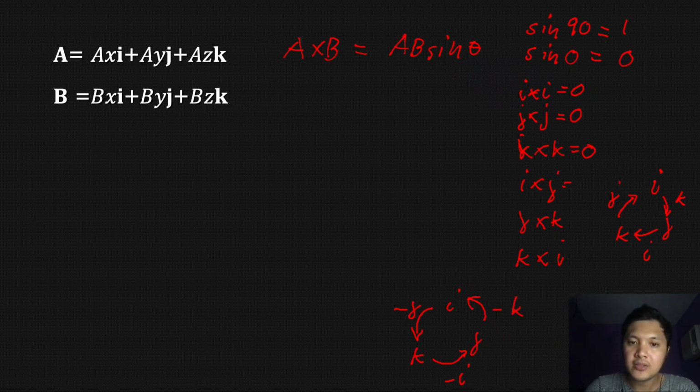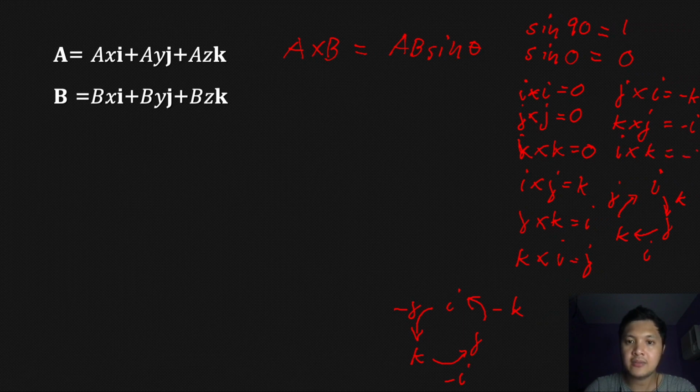So I cross J is equal to K. J cross K is equal to I, while K cross I is equal to J. Okay. And when you reverse that, J cross I is equal to negative K, K cross J is negative I, and lastly I cross K is negative J.